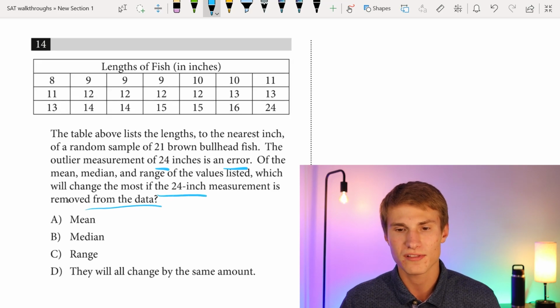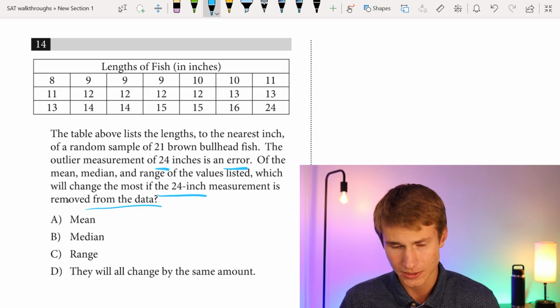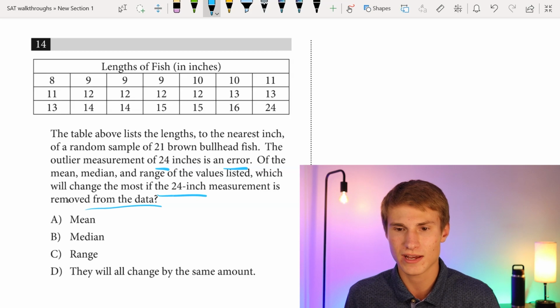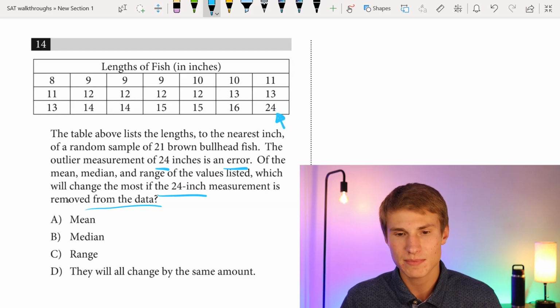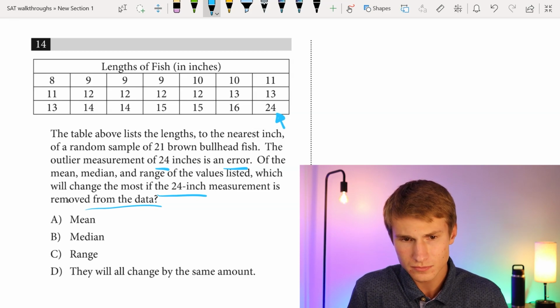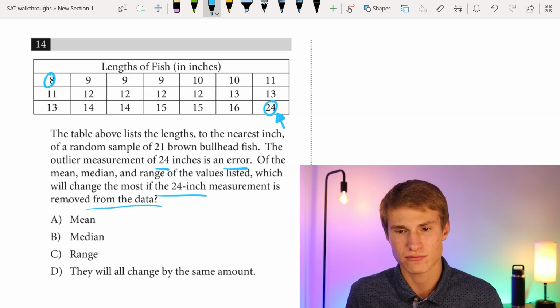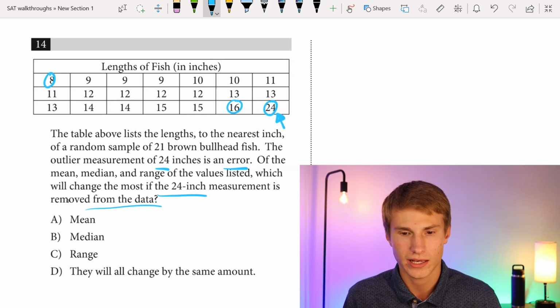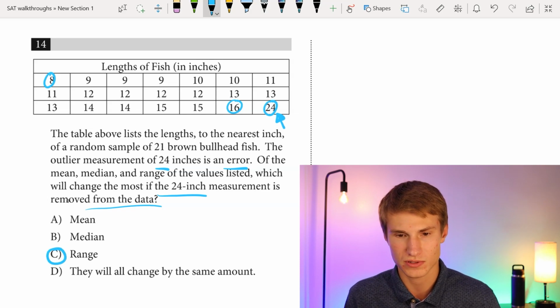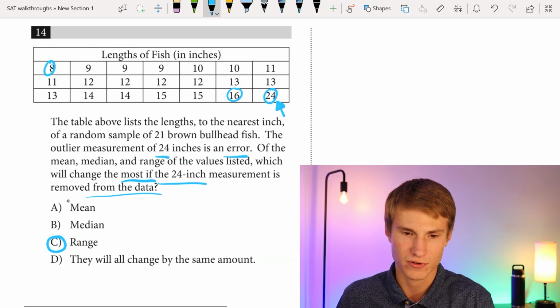Well, the thing that's going to change the most here is not going to be the mean. The mean is the average. That's not going to shift much by taking away this really large value, that's obviously an error. And the same thing with the median. The median is not going to shift much, but the range is going to go from being 8 to 24, which is a range of 16, to now only being 8 to 16, which is a range of 8. So the range is going to get split in half. So the range is what's going to change the most if that 24-inch measurement is removed from the data.